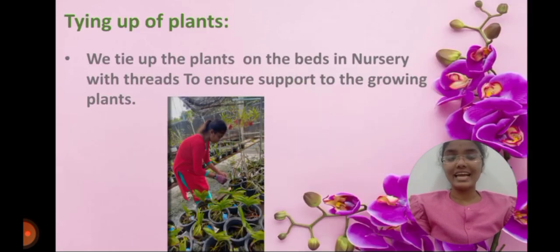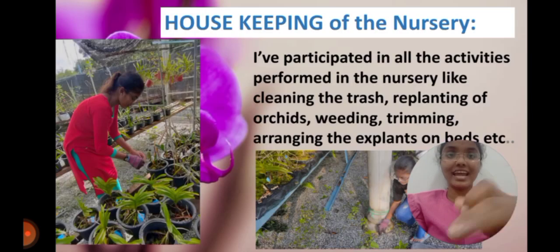And the next is tying up of plants. You know what? When the plant is growing, due to the weight and also the increased height of shoots and roots, the plant tends to bend because of the weight and also due to gravity. So we tie up the plants on the beds in the nursery so that they stand erect and grow erectly. So the final and last but not least is the housekeeping of the nursery.